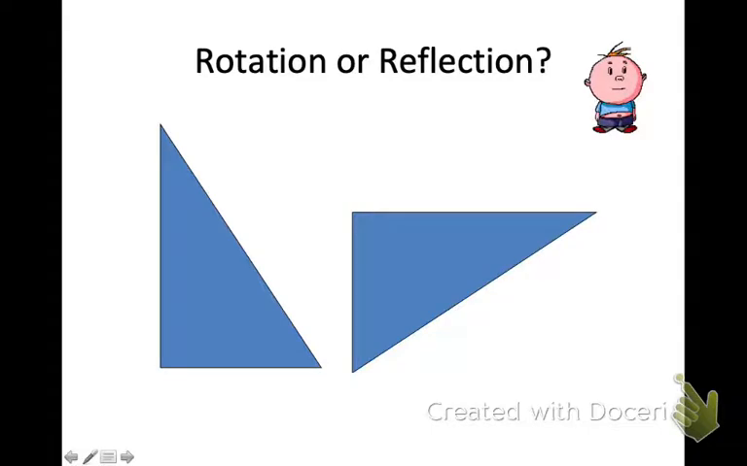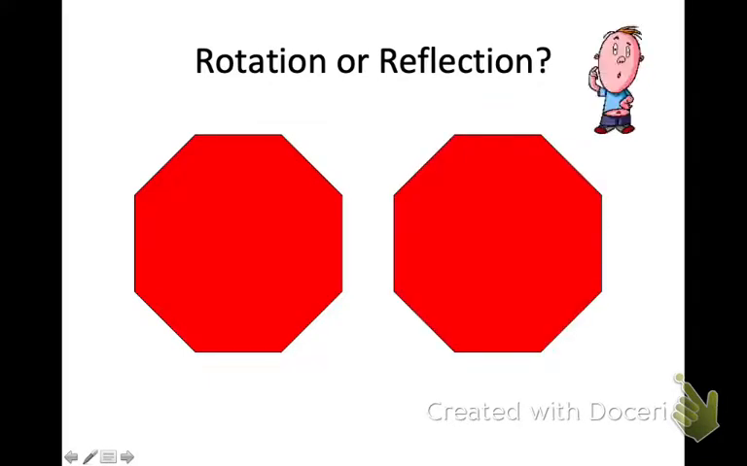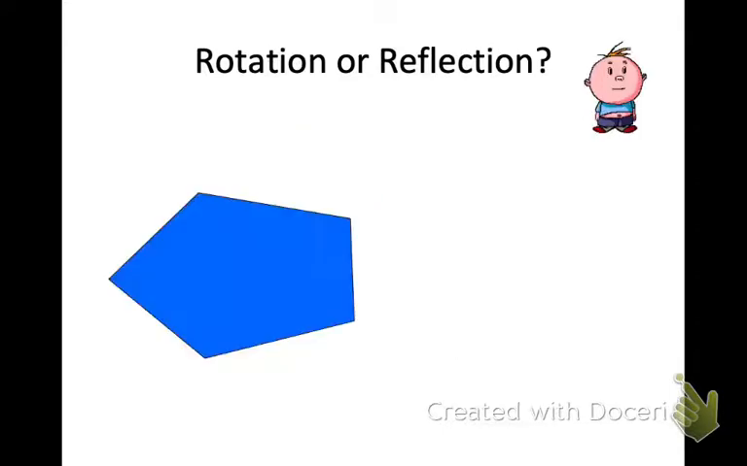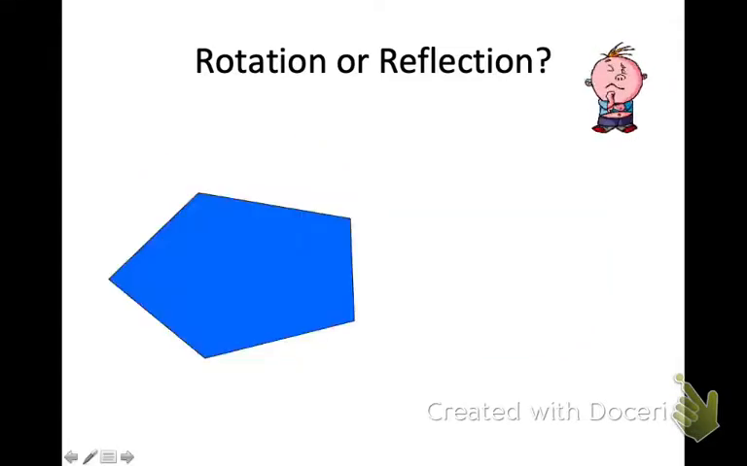If I move this all the way around this way, it's 270 counterclockwise. So it's 90 degrees clockwise and 270 degrees counterclockwise. Now, rotation or reflection. Let's look at the transformation. It really could be either, because we can turn it and it's going to look exactly the same. This is something we would call rotational symmetry.